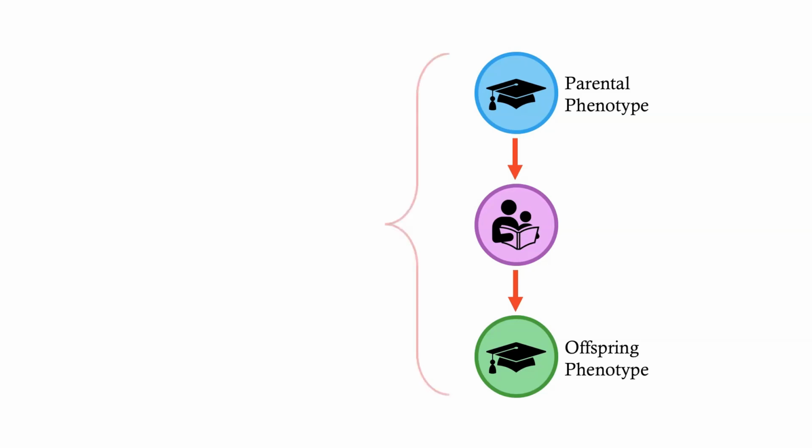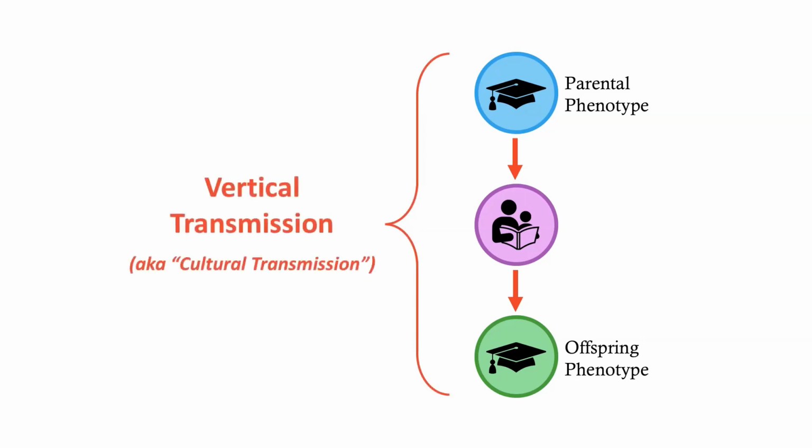So this effect of a parental phenotype on an offspring phenotype is called vertical or sometimes cultural transmission. And it's mediated by what's known as the offspring's familial environment. This is the environment where the offspring is raised, and it's created and shaped, at least in part, by their parents. So vertical transmission is an important and often overlooked source of trait variation in humans.